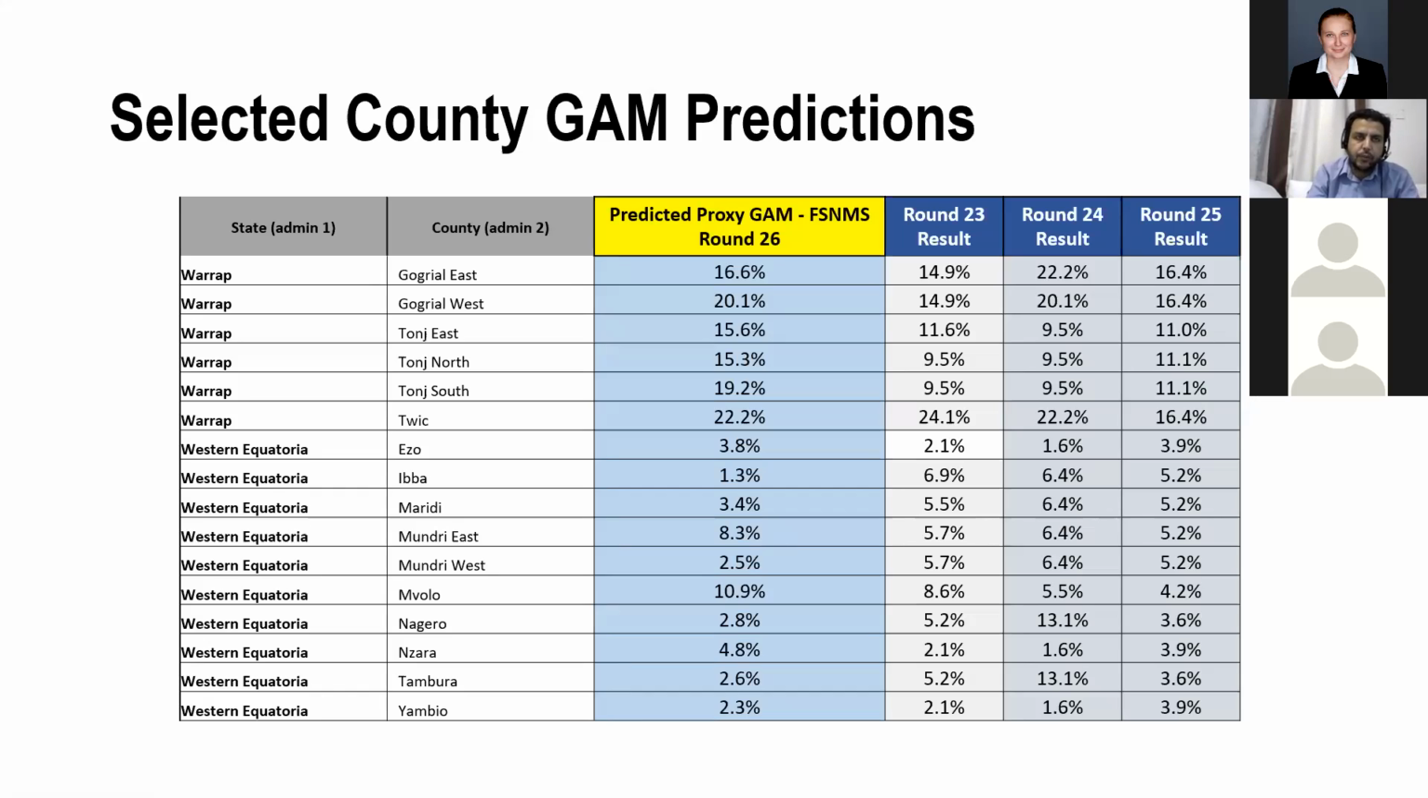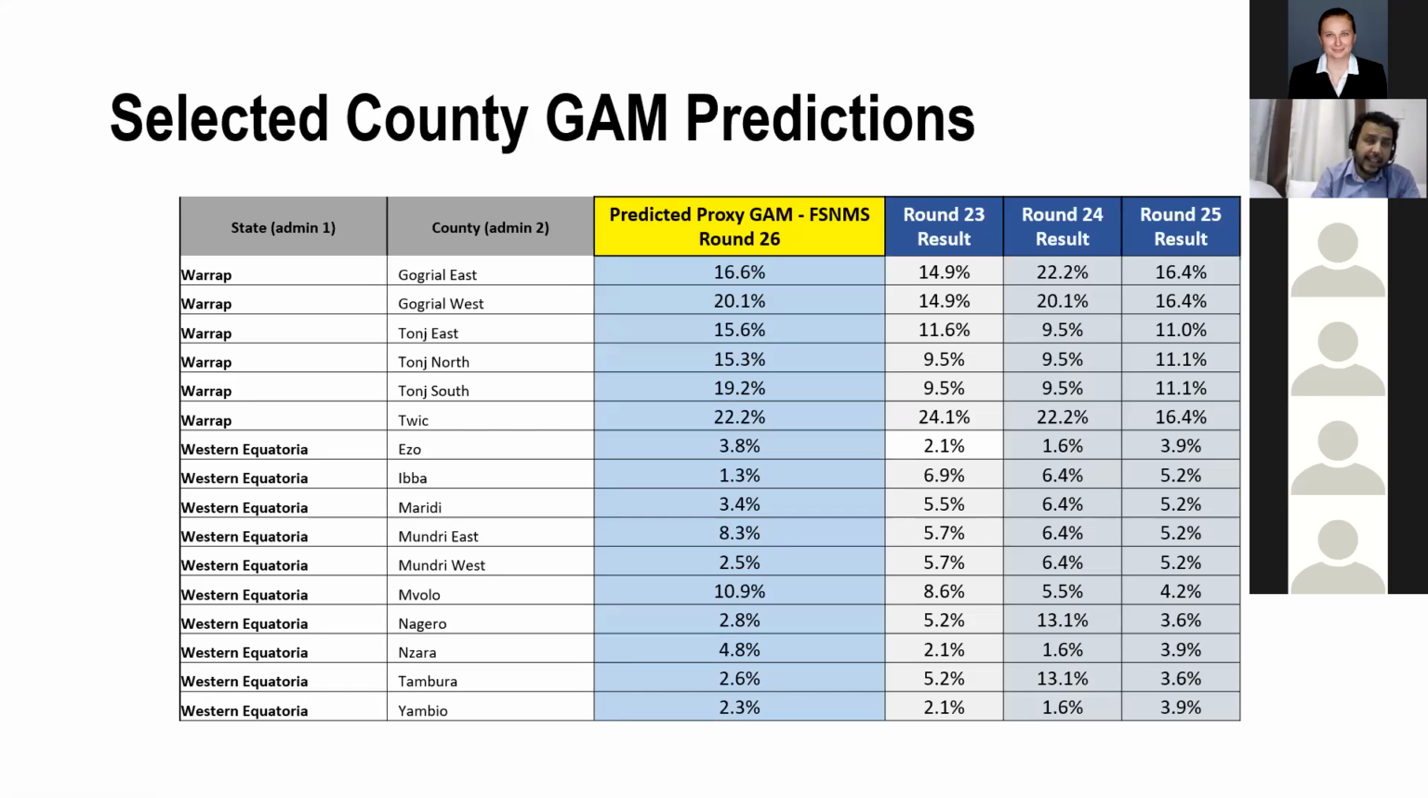So we did not just agree on this GAM rate, but we also validated it with our technical people. I also want to mention that among our technical people, we had people from UNICEF, REACH, and WFP. The Global Cluster was also involved. So we went to each county and really compared all those factors which existed there.